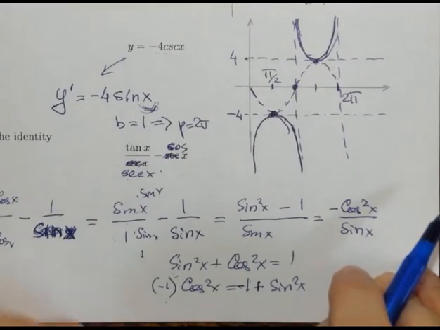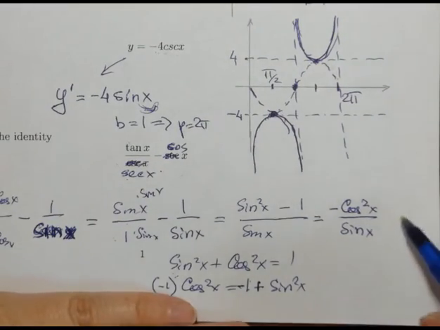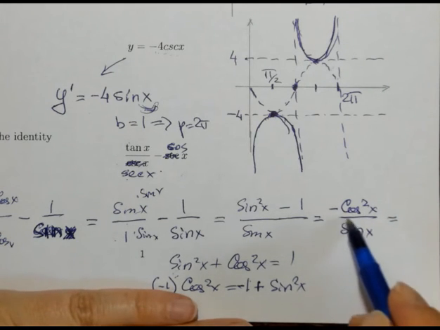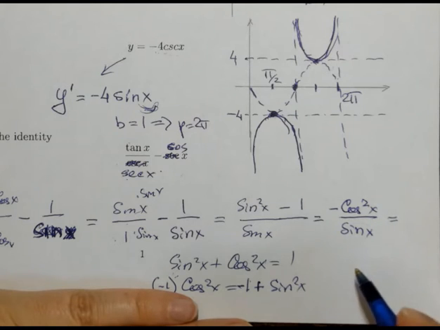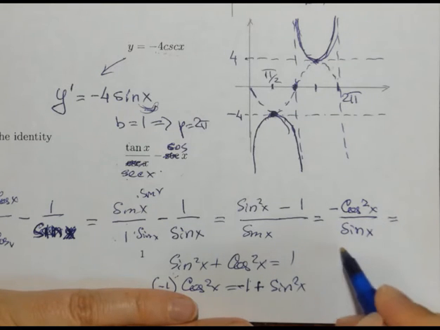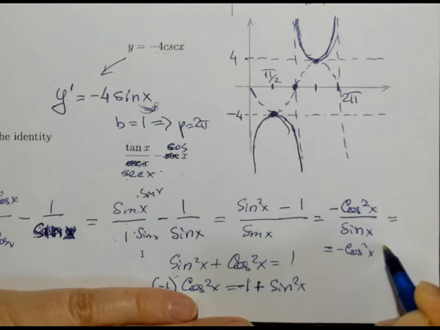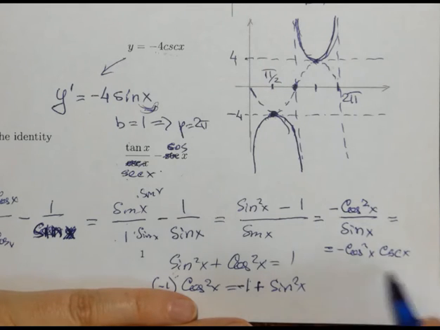You can rewrite it without fractions. You can rewrite 1 over sine as cosecant. So it is equal to negative cosine squared x times cosecant x.